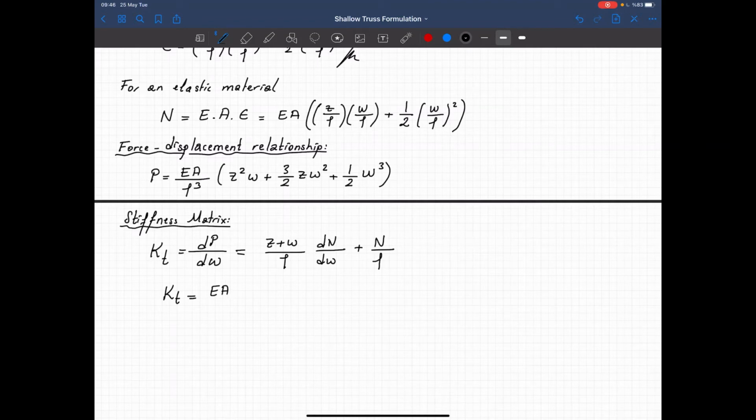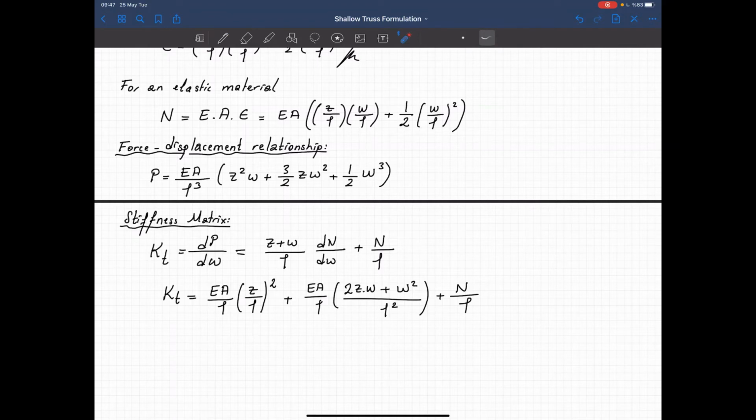I got EA over L multiplied with (Z over L) squared, plus EA over L (2 times Z times W plus W squared) over L squared, plus the normal force divided by the length of the member.